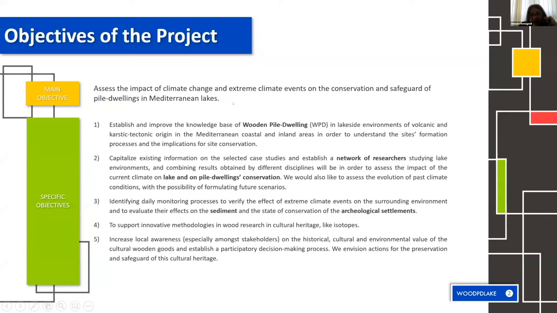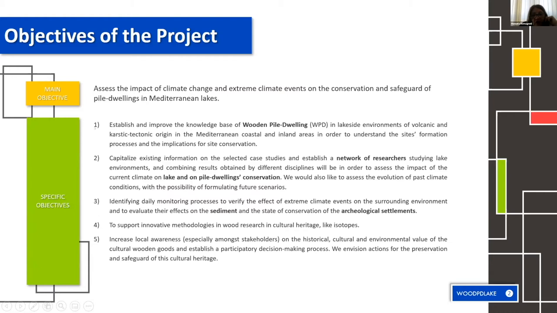The idea of the project started in 2017, even if the call is of 2019, because if you remember, 2017 was a very dry year. A very strong drought was evident in vegetation and everywhere, a very stressing condition. And the water level of our lakes decreased a lot. And so we asked ourselves what might be the effect of such climatic stress on conservation of wooden pile dwellings.